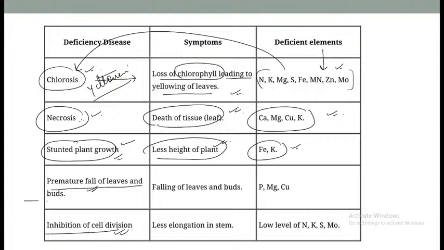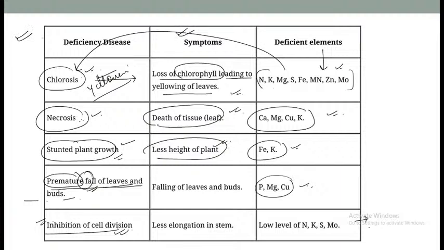Then you have premature falling of the leaf and the buds. So which are the deficiency elements? Phosphorus, magnesium and copper. And then you have inhibition of the cell division. So what is the reason for that? Less elongation of stem would be seen over here, and low levels of N, K, S and Mo would be there. Okay, so all these are the deficiency diseases.